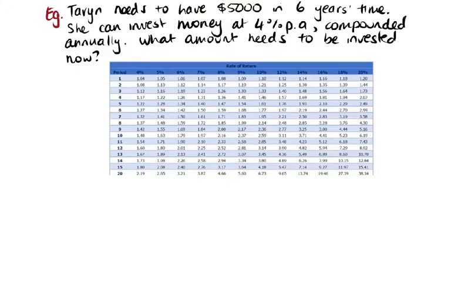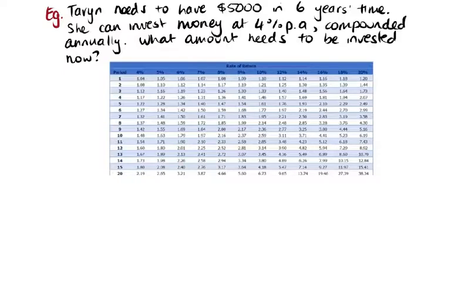It says Taryn needs to have $5,000 in 6 years' time. She can invest money at 4% per annum compounded annually. What amount needs to be invested now? So Taryn wants $5,000 in 6 years. So we want to know how much she needs to put into this investment to begin with to be able to get $5,000 in 6 years.